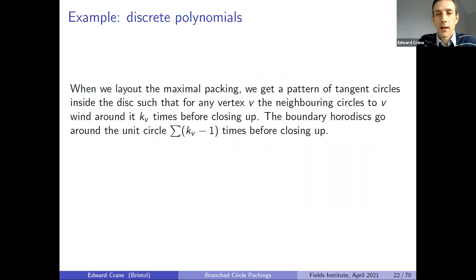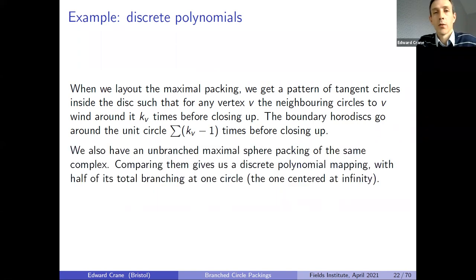So we can think of this thing as being like a discrete polynomial, because now the original complex has an unbranched maximal sphere packing. That was what the KAT theorem gave. And we've got this new packing of the same complex in which some of the vertices are branch circles. And half of the total branching is now at this one circle, which is the complement of the unit disk. So that's like a polynomial function which has half of its total branching, thought of as a meromorphic function on the Riemann sphere, at a single point, which is the point at infinity.